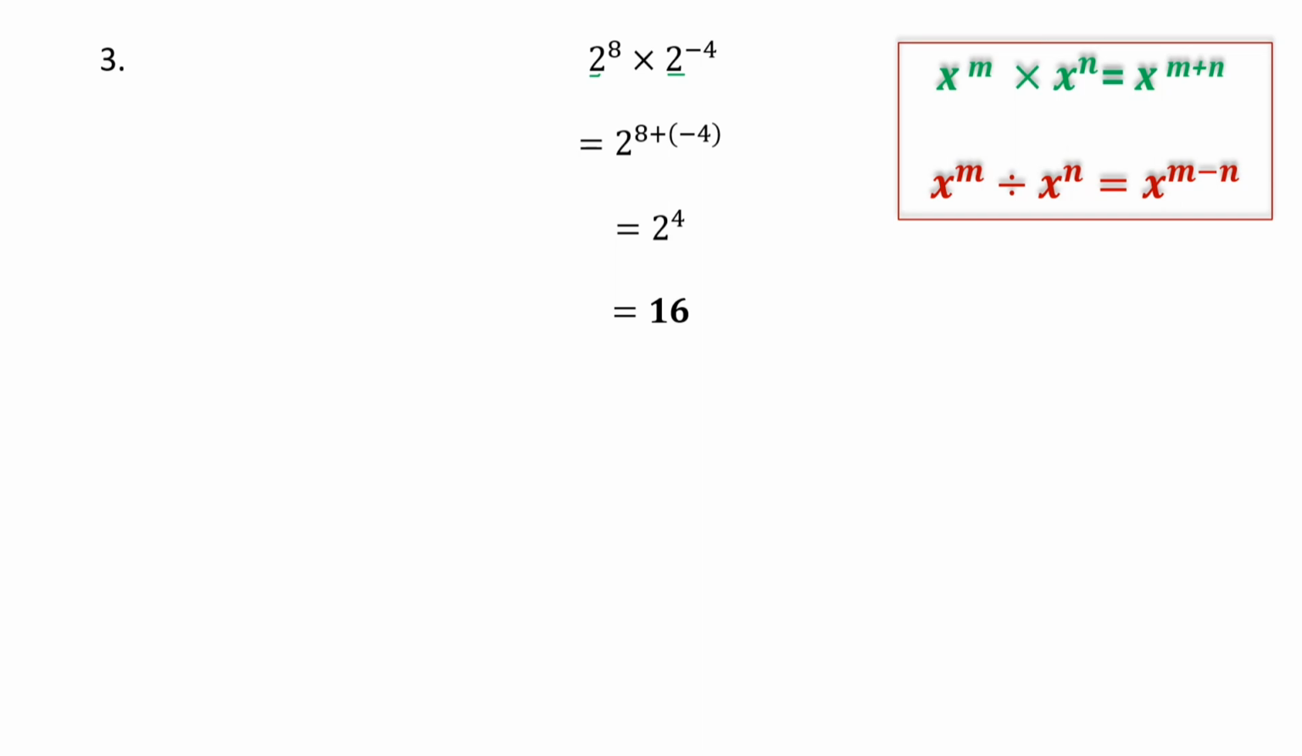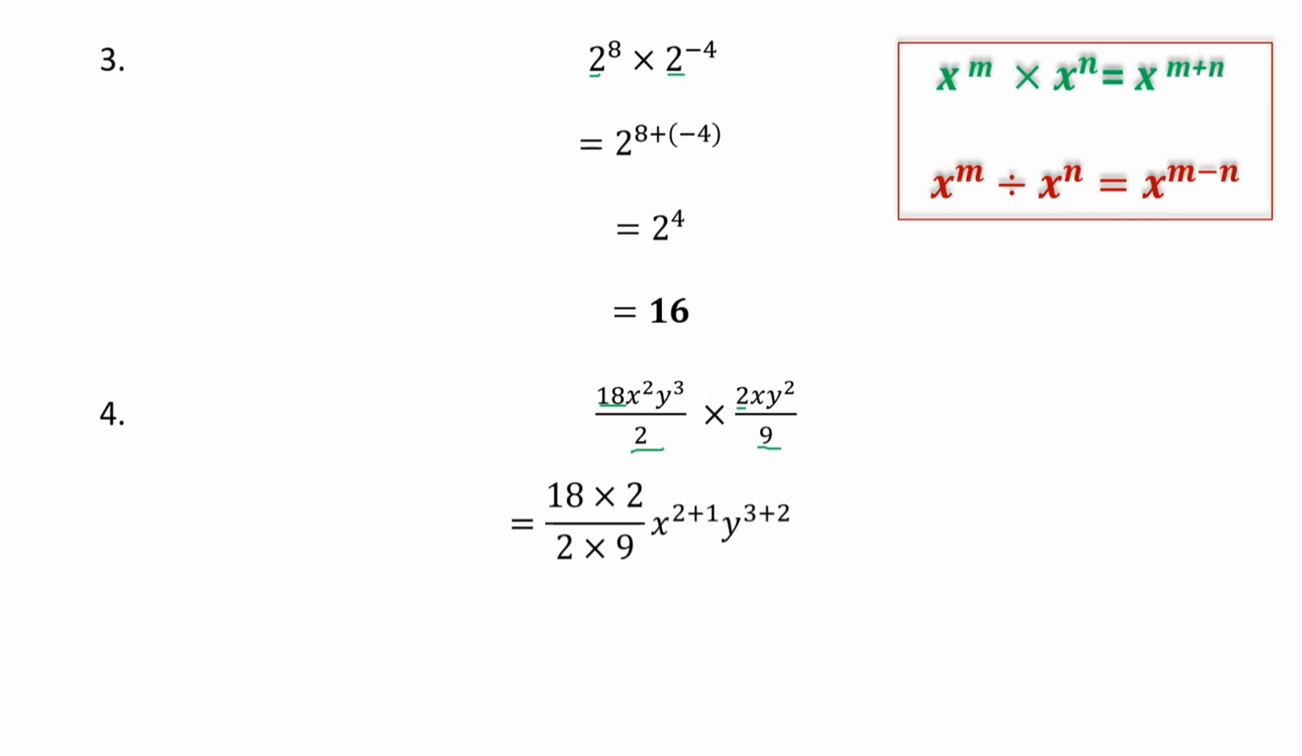Right, let's move on to the last example. You have this one. In this case, let's simplify the coefficients. The 2 in the 18 in the numerator will be multiplying this 2 in the numerator. This 2 in the denominator will be multiplying 9. Then the algebraic parts will simplify as well. In our first fraction, we have x to the power 2, and in the second one we have x to the power 1. So we are adding 2 and 1, we get 3.